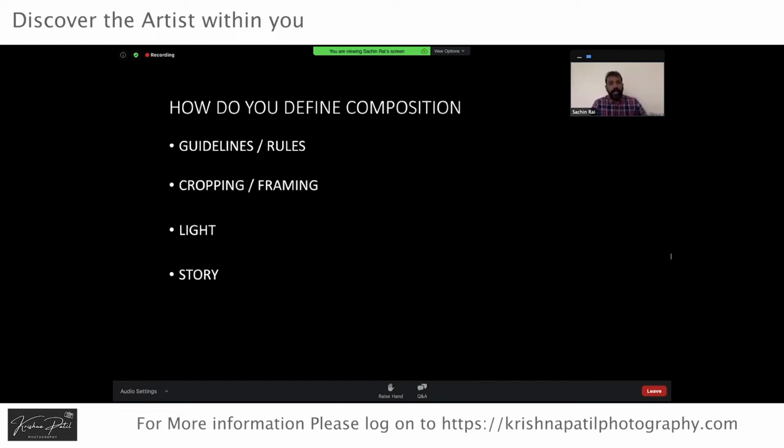So how do you define composition? You have guidelines and rules. There are certain guidelines available, do's and don'ts. So please do this and please don't do that. Now, of course, guys, all of you listening to my presentation know that photography is a creative medium. I want to express myself. I want to take a picture, I connect with it, and I share it with the world. Now, that is my story.